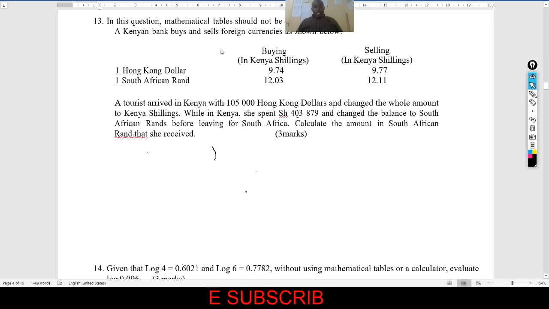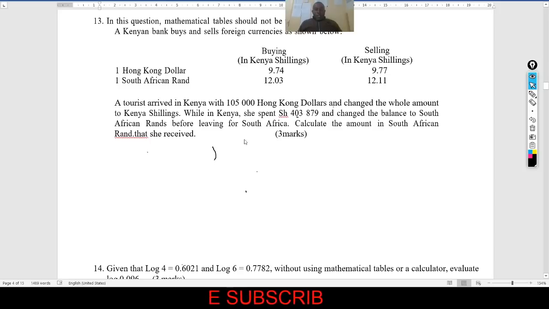Our Kenyan bank buys and sells foreign currencies as shown below. 1 Hong Kong dollar is 9.74. That's buying. Remember, this is a bank that is buying, and the bank is selling at this point. And for one South African rand, the bank is buying at 12.03 and selling at 12.11. So a tourist arrived in Kenya with Hong Kong dollars, and the bank is going to buy from him. He changed the whole amount while in Kenya.